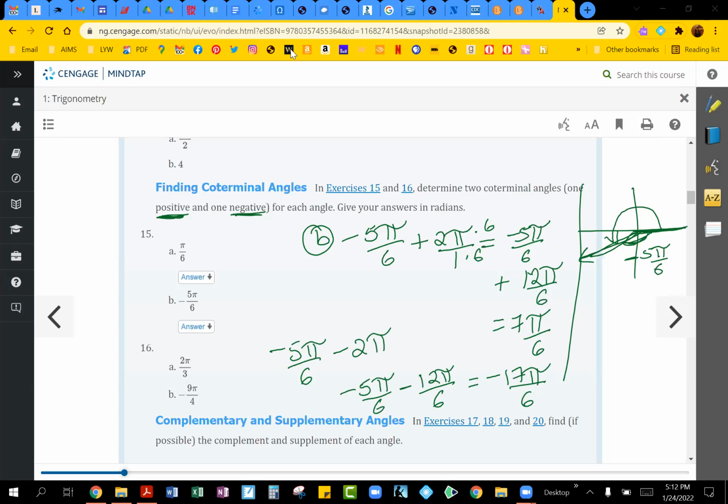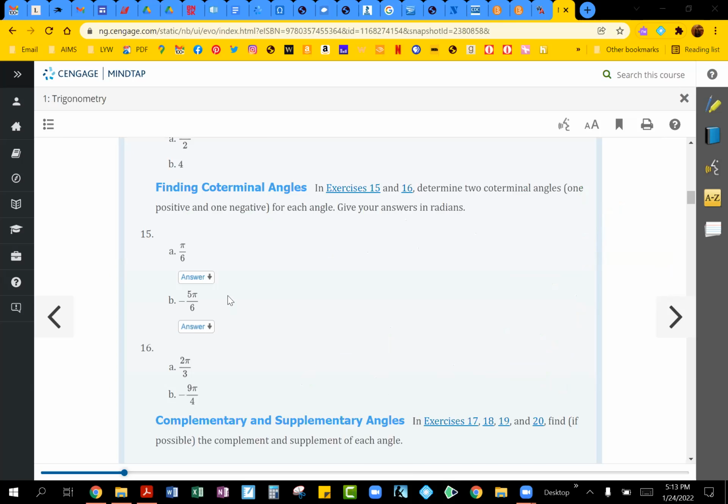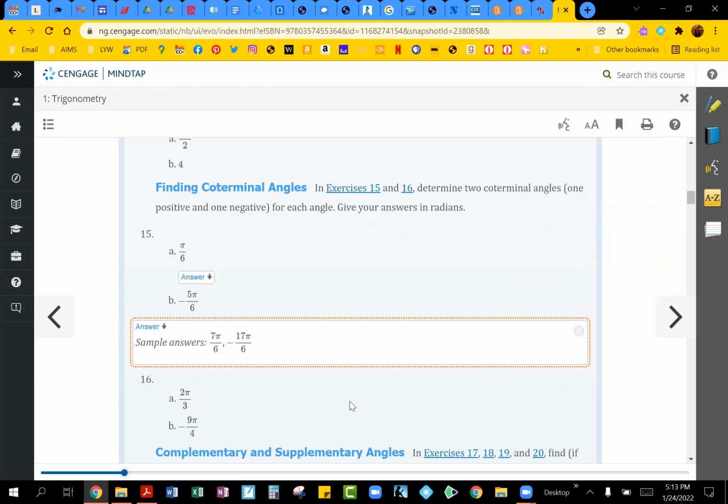Those will be your positive and negative answers, because when you subtract 2 pi, you're going in the clockwise direction, making a full circle around, but you're still going in that negative direction. That's why you end up getting negative 17 pi over 6. Okay, so let's clear this out. And of course, you can check your answers since these are odd number problems.